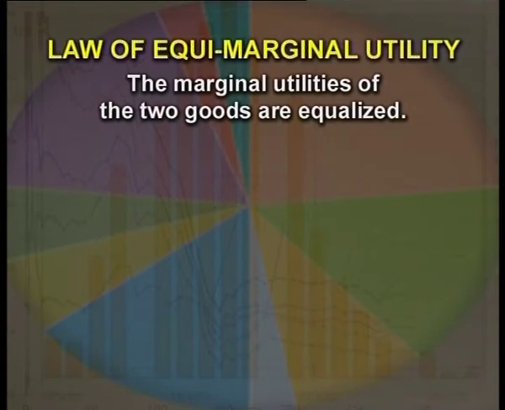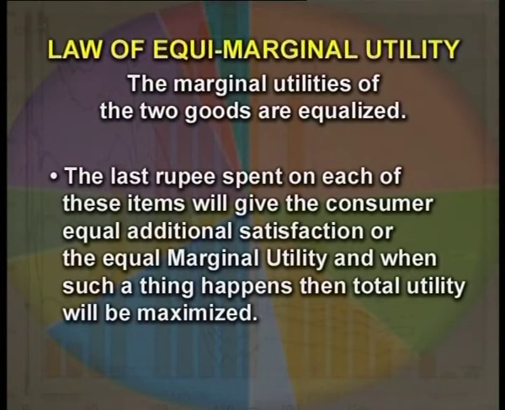So, what does this mean? This means that the last rupee spent on each of those items will give the consumer equal additional satisfaction, or equal marginal utility. And when such a thing happens, then total utility will be maximized.